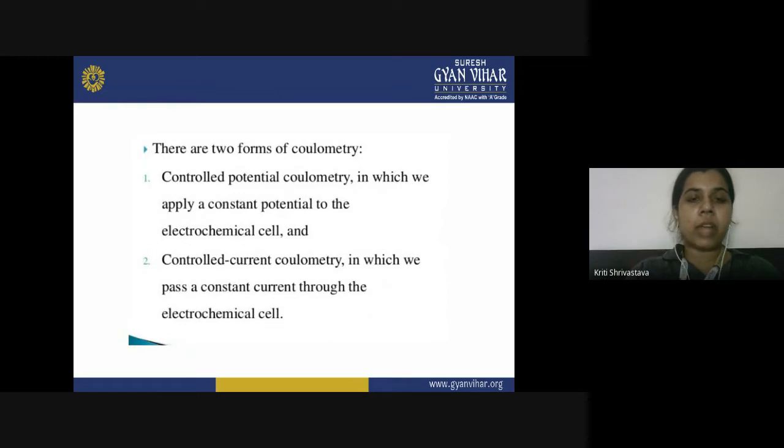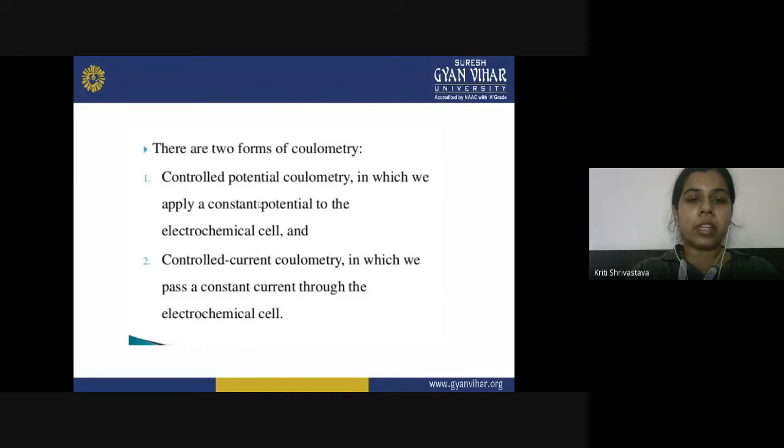Now we can do that in two methods. First is controlled potential coulometry, in which we apply a constant potential to the electrochemical cell. So when you are controlling the potential, it is controlled potential coulometry. And in the second method, we can use controlled current coulometry, in which we pass a constant current through the electrochemical cell. Here you are controlling the current, so it becomes controlled current coulometry.